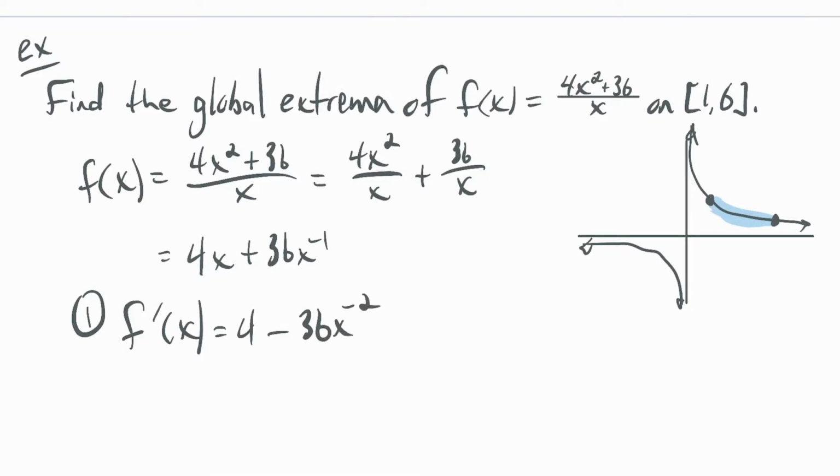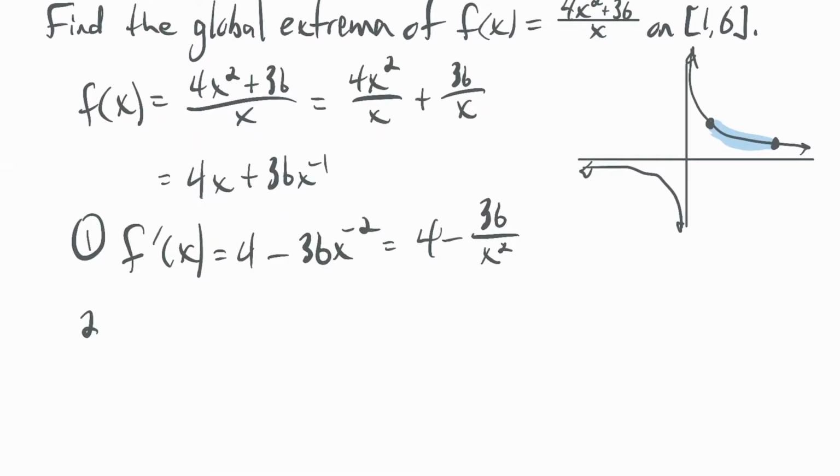Okay, which I'm going to want to rewrite. I don't necessarily have to, but at some point I may want to rewrite it like this: 4 minus 36 over x squared. That may become useful. So step 2 in finding critical numbers is I want to look for where this is undefined. Okay, and in particular, I need to think about where the original function is defined, but the derivative is not.